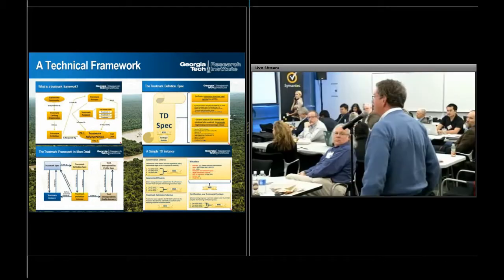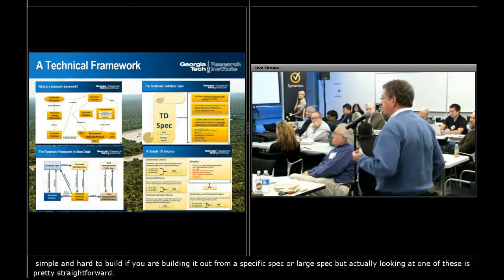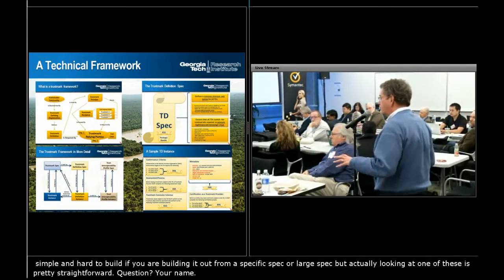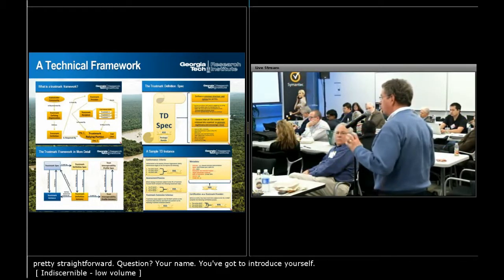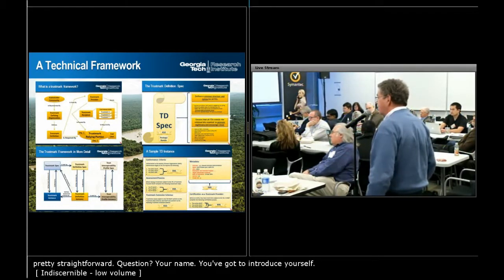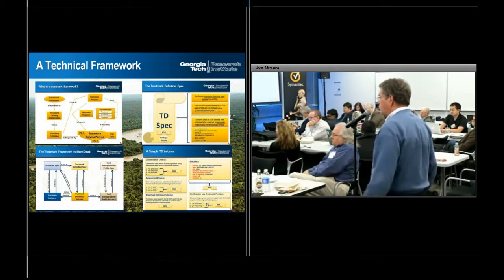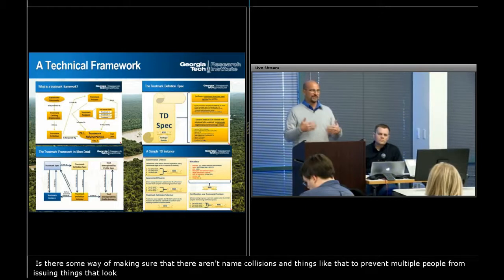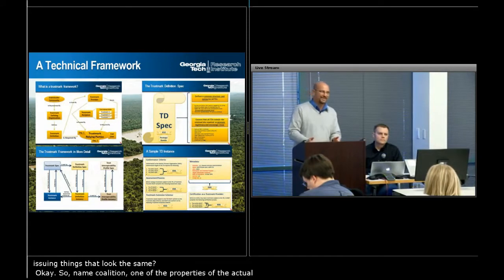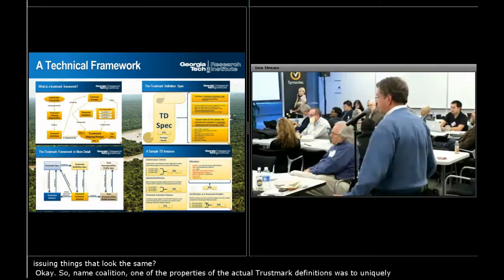Jim Fenton. Hey. When you've got a number of different certifiers that are generating trust marks, is there some way of making sure that there aren't name collisions and things like that, to prevent multiple people from issuing things that look the same? Yeah, well, okay, so name collision: one of the properties of the actual trust mark definitions was to be uniquely identifiable in the namespace. So, of course, you're going to have to use a URI or something that is unique in there. Or a registry somewhere.